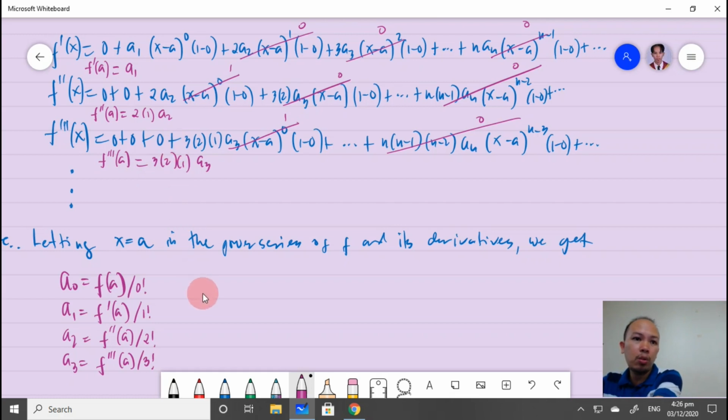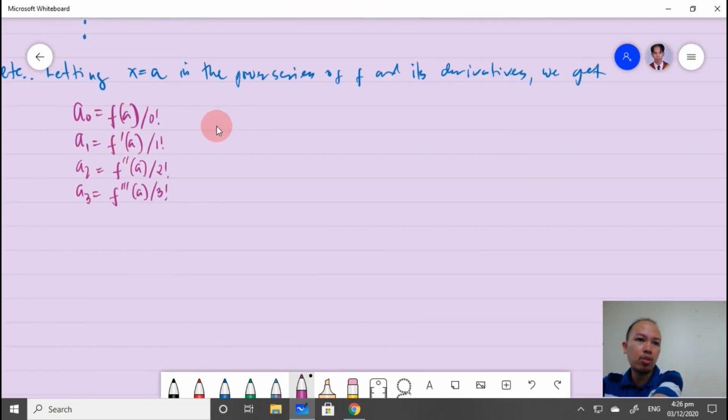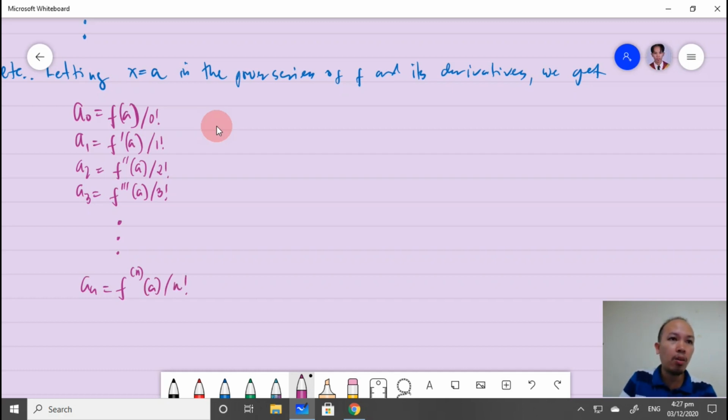And if you continue this process, and so on and so forth, there's a pattern: a sub n is equal to f to the n, the symbol of the derivative, evaluated at a over n factorial. So meaning to say, if n is 0, this is our function f of x. If n is 1, that's the first derivative. If n is 2, that's the second derivative, and so on and so forth.